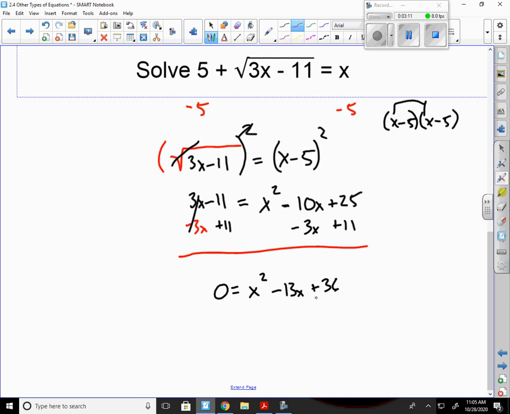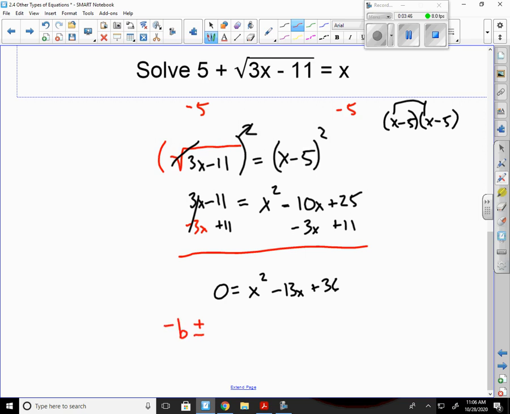Now I can try to factor this. Think of things that multiply to give you 36. That would be like 12 times 3. That's not going to add to give me negative 13. I can do 6 times 6. That's not going to add to give me negative 13 either. Since I can't think of any right off the top of my head, I thought on one for a second, 18 times 2. That's not going to give me negative 13 either. So now I'm just going to go with the quadratic formula.